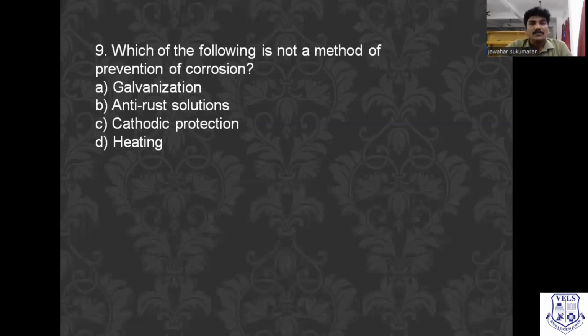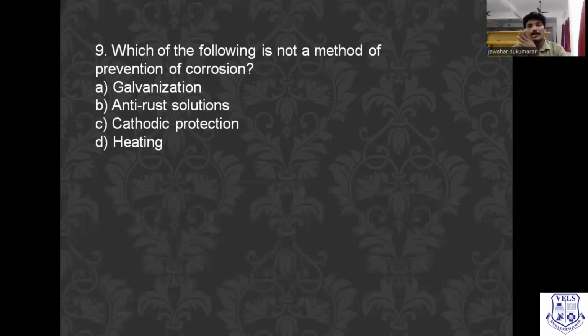And the next, which of the following is not a method of prevention of corrosion? A. Galvanization. B. Anti-rust. C. Cathodic protection. D. Heating. Which one is correct? Anybody know? What's the correct answer? Galvanization is the process of coating iron with zinc to prevent its oxidation.